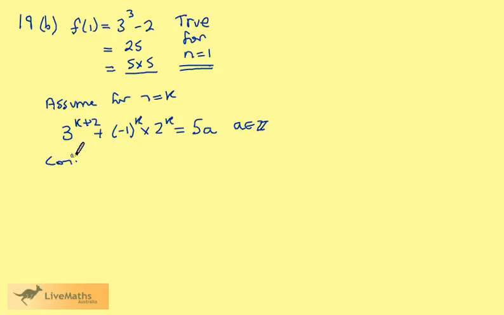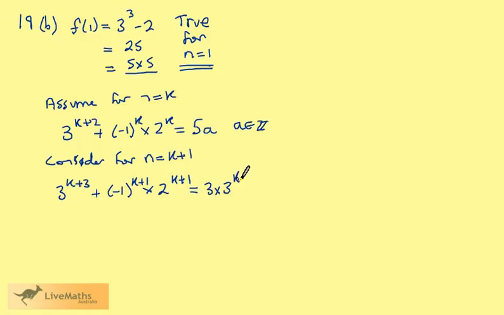Now we need to consider the next case. So we're going to consider for n equals k plus 1. So that's 3 to the k plus 3 plus negative 1 to the k plus 1 times 2 to the k plus 1. So that gives me 3 lots of 3 to the k plus 2, take away 2 lots of negative 1 to the k, 2 to the k. So I've split a 2 out of the 2 to the k plus 1, and I've used once again the fact that the signs will alternate.